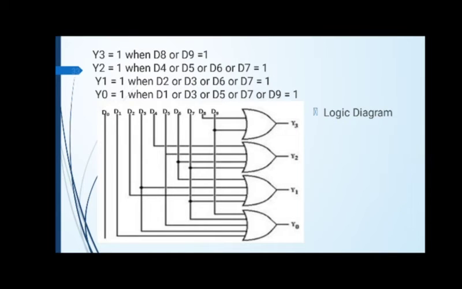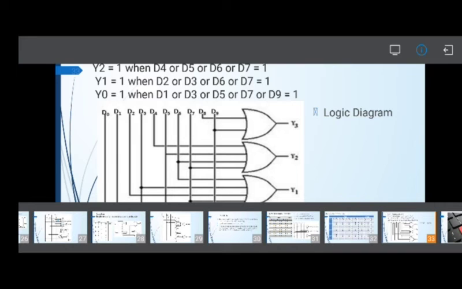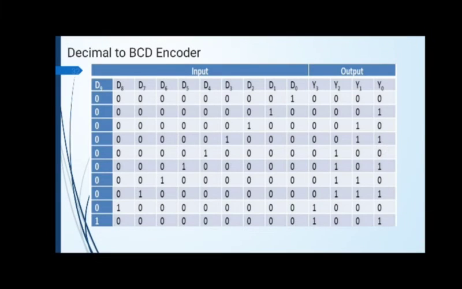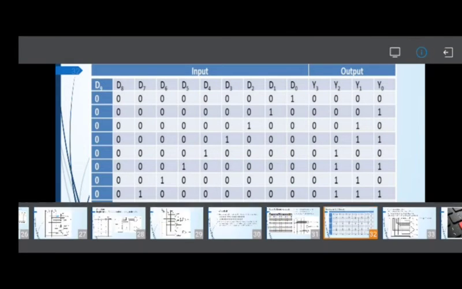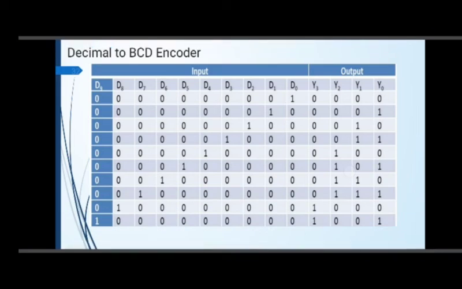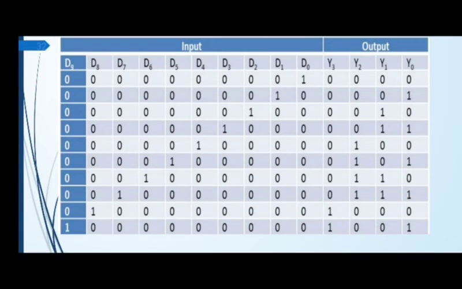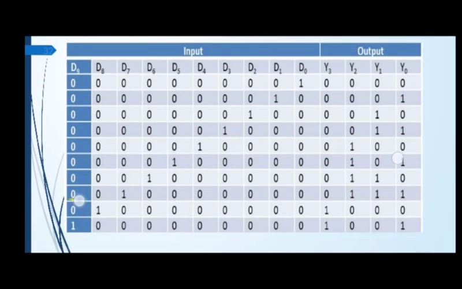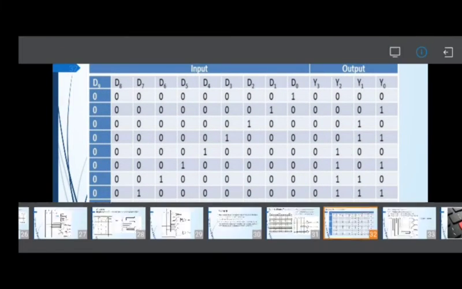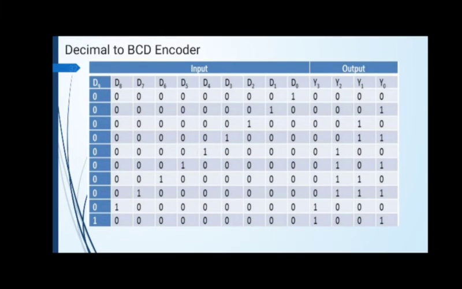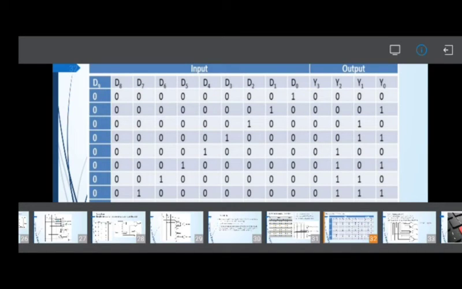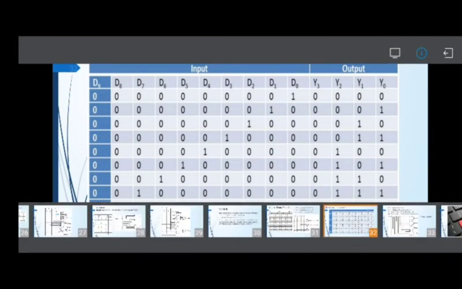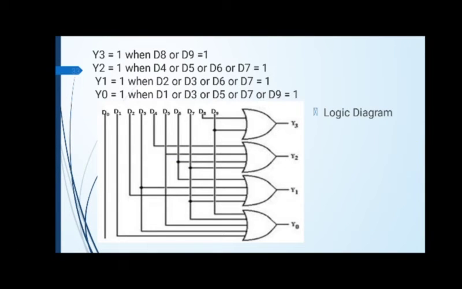Similarly, Y2 is going to be high under which situation? Y2 is going to be high under 4 conditions. That means Y2 is going to be high when D4 is high, D5 is high, D6 is high, or D7 is high. So I can write like this: Y2 is high when D4 or D5 or D6 or D7 is high.